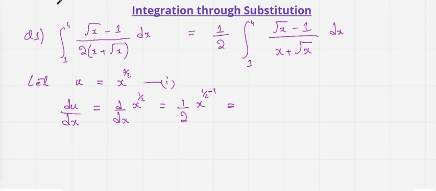So it is giving me half x power minus half, which is 1 upon 2 x power positive half, that is under root x. Now I shift this differential dx to the other side, and it is going to look something like this.